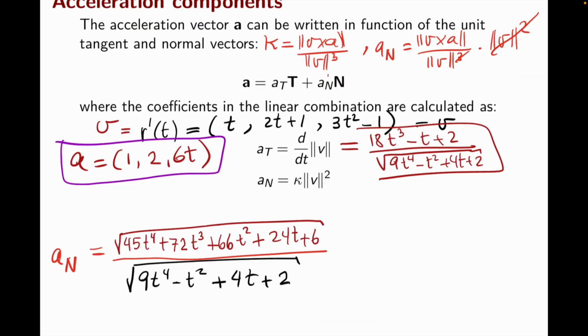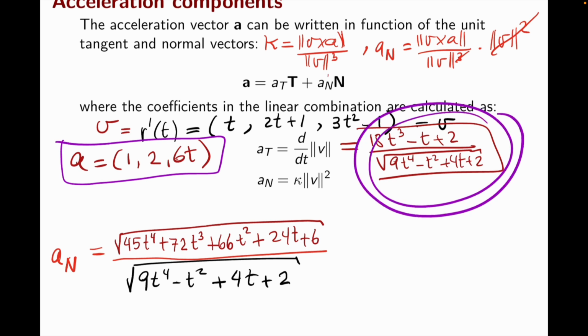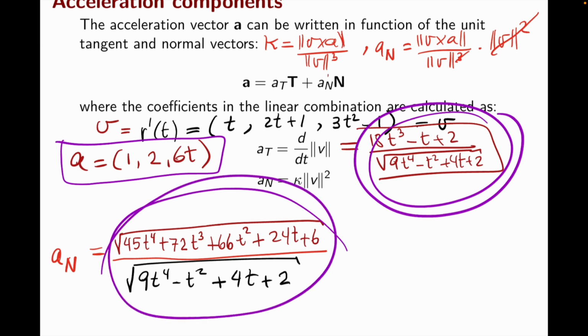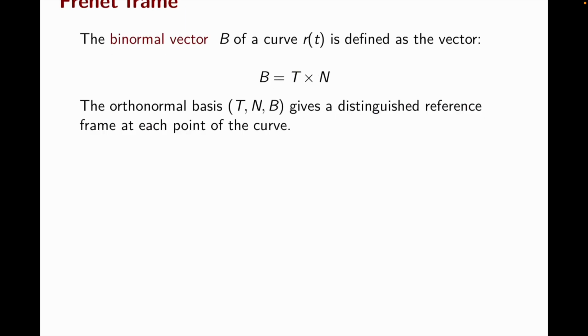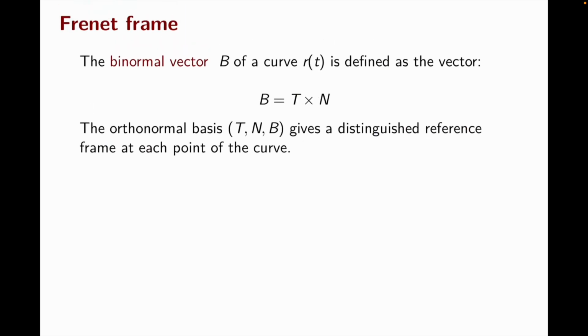So this is the final result then. The acceleration vector here can be written as something multiplied by T, and this something is this, and something multiplied by N, and this something is this. So we did find the two coefficients of the linear combination. Finally, these two vectors, tangent and normal, are perpendicular and are both unit vectors. So the cross product of them is going to be called the binormal vector, and this is also a vector that has magnitude 1.